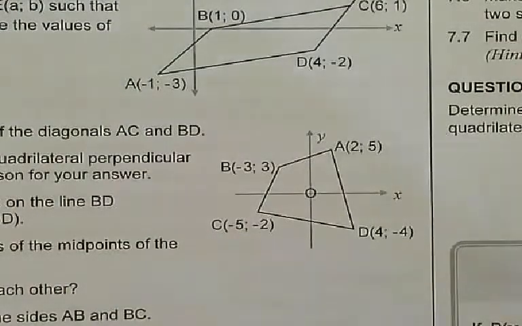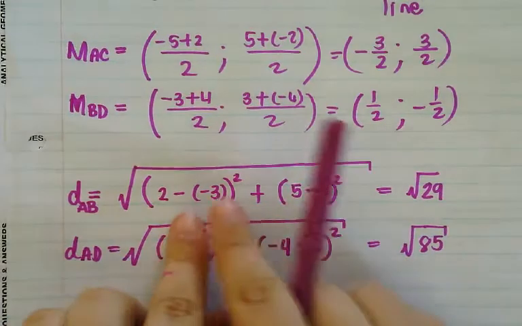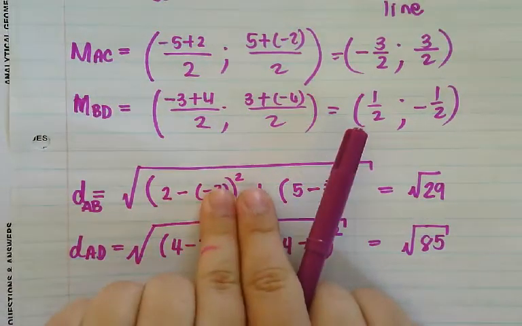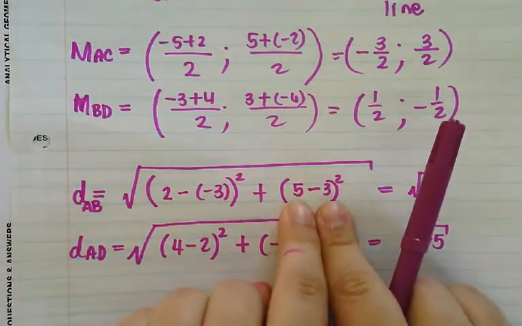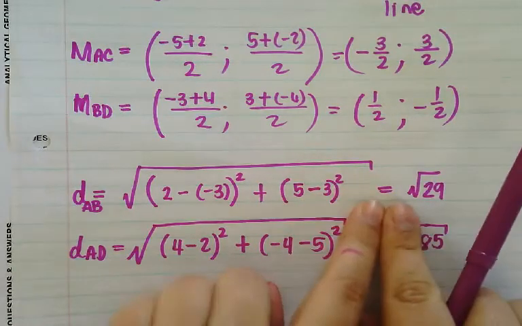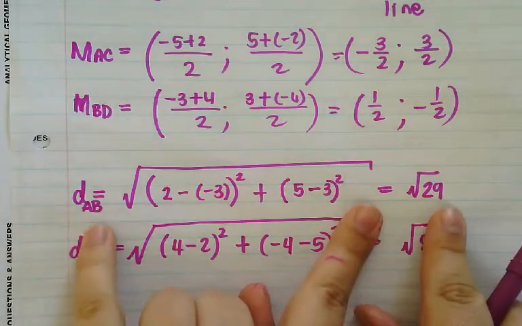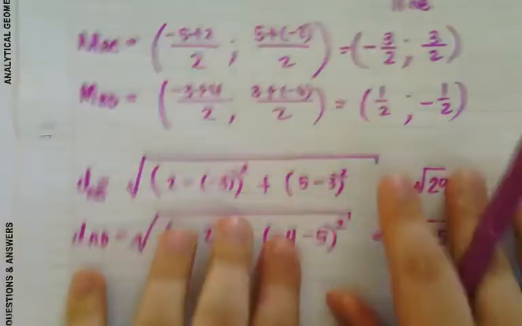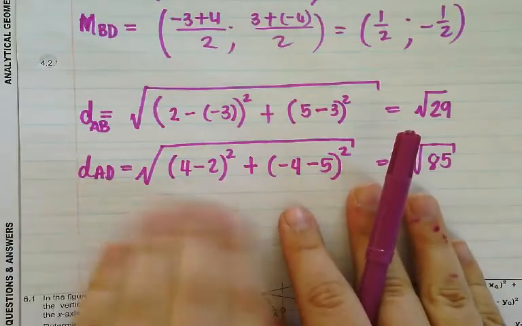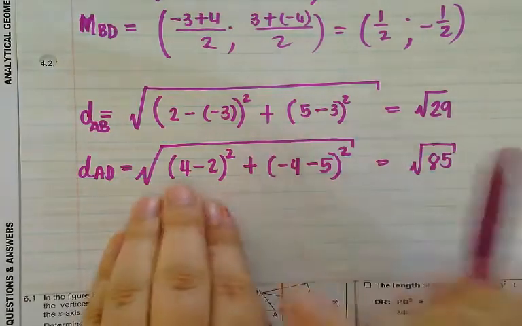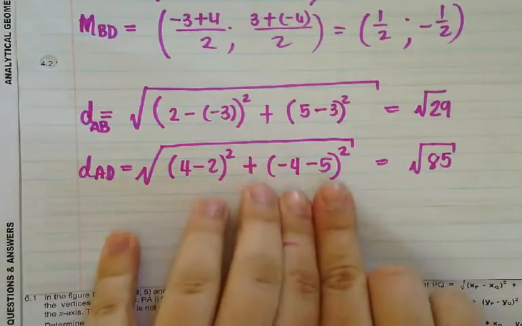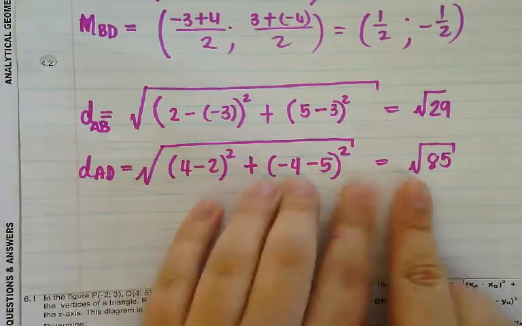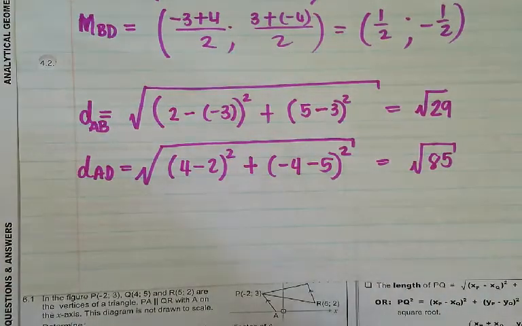Okay, so the following should have occurred. Minusing your x's, protecting the negative and squaring, plus minusing the y's and squaring. So AB should be square root 29. I told you to leave it in surd form. And distance AD, x's squared, y's squared, giving me a square root of 85. Any questions, any problems?